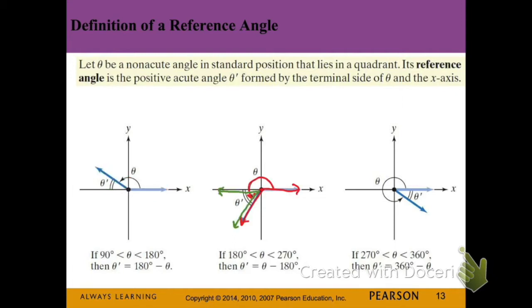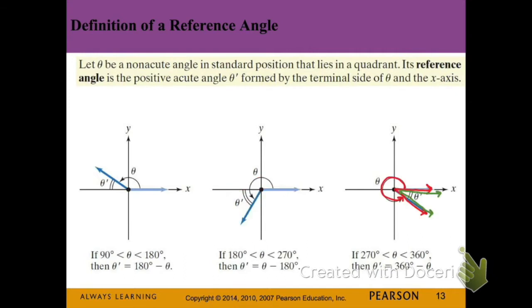On the middle example, my red angle here ends in the third quadrant. My reference angle is between the terminal side of my red one and the x-axis again. So that's my theta prime. So our rule is, if theta is in between 180 and 270 degrees, so if it's in quadrant 3, then theta prime is my original theta minus 180.